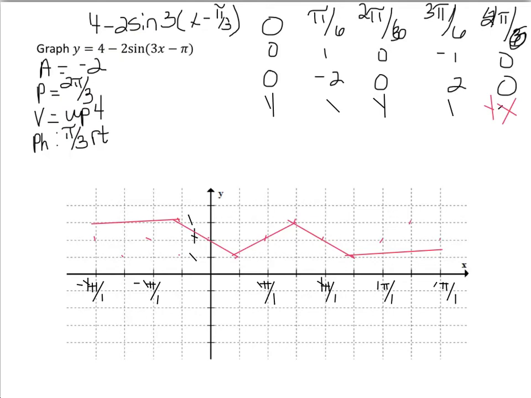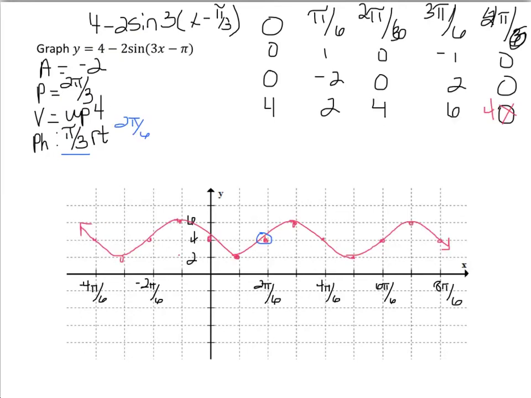From here, we'll move everything pi over 3 to the right, or you can think of it as 2 pi over 6 to the right. So this one moves here. So this point is what has moved over. I'll move this one over 2 pi over 6 as well. And as I progress, I'm just following the pattern that's already there to move each over by 2 pi over 6 units.